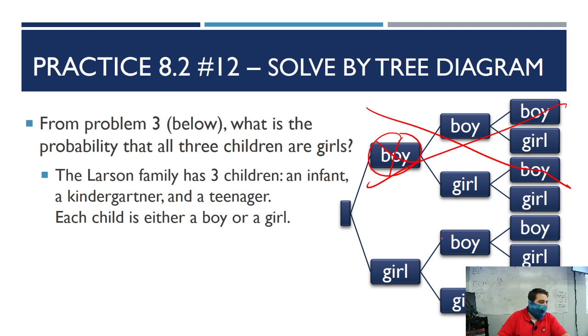All right, here, everything after this section of tree is gone. Here, it's gone because there's a boy. There's only one case in which you get 3 girls. Does that make sense? So, it's literally a 1 in how many choices? 3, 4, 5, 6, 7, 8. It's a 1 in 8 shot that all 3 are girls.